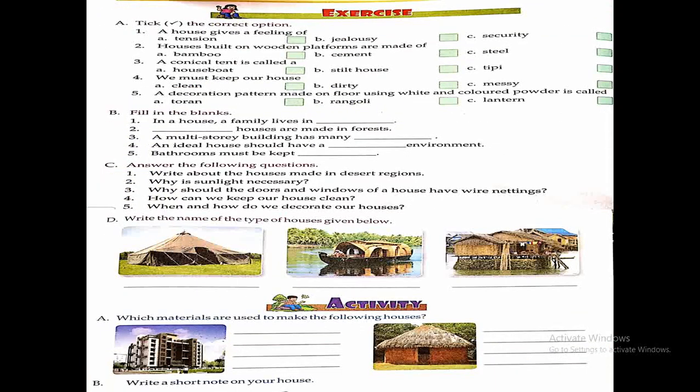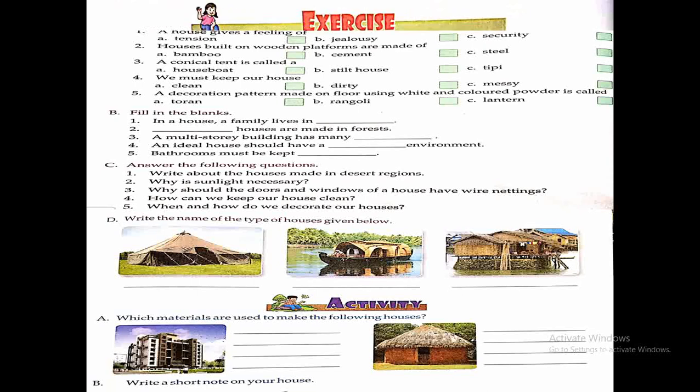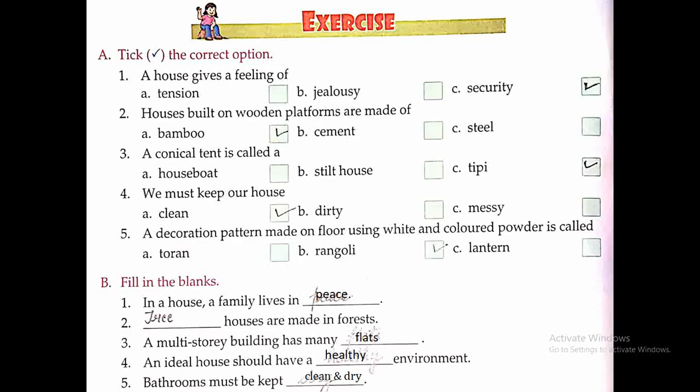So now coming to the exercise part. This is the exercise which is given in your book. You have question number A, that is tick the correct answer. Question number B, that is fill in the blanks. Question number C, that is answer the following questions. And question number D, name these pictures. And one activity is given. In the activity you have 2 questions. So this is all that is given in your activity section, and here is the solved activity.